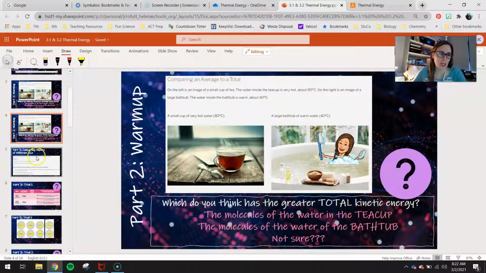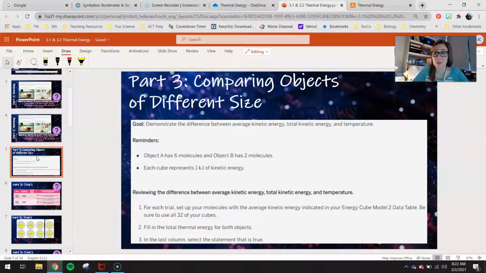All right, moving on. Part three, you guys are going to be doing a little modeling activity, both in part three and in part four. Part three, you have three trials you are going to look at. So comparing objects of a different size, your goal is to demonstrate the difference between average kinetic energy, total kinetic energy, and temperature. So remember that average kinetic energy is your temperature, your total kinetic energy is your thermal energy, okay? All right, reminders, object A has 6 molecules and object B has 2 molecules.